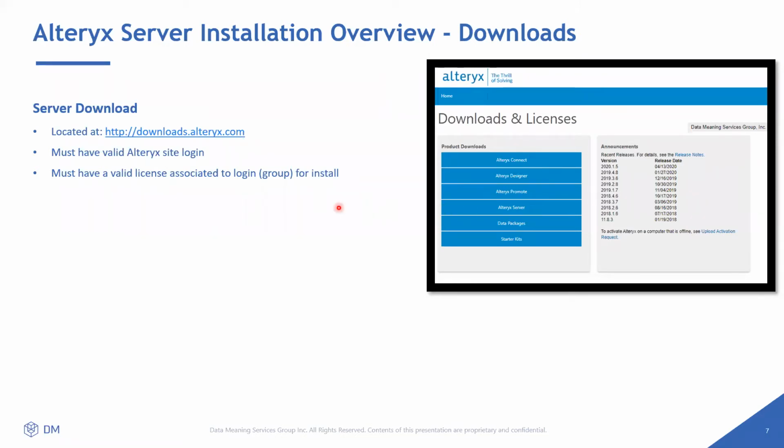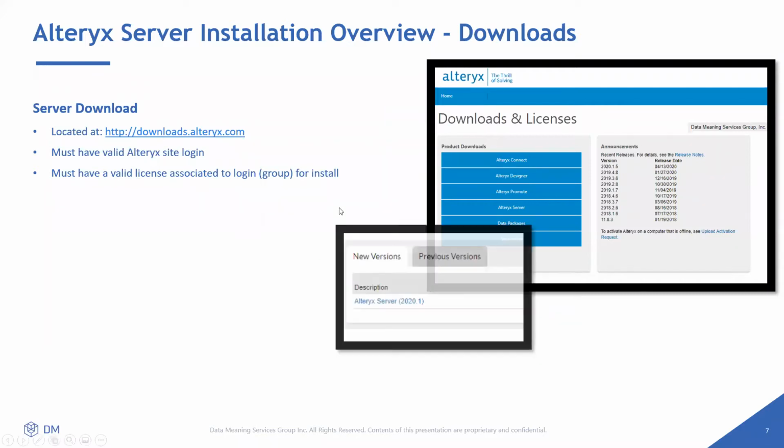So you simply can click on that, and you're going to see a listing of the newest version as well as a tab for previous versions. And when you select into this, it's going to take you to the files themselves. In the examples that we're going to be covering today and moving forward through the webinars, we're going to be using the 2019.4 because that is what we use in-house currently within Data Meaning.